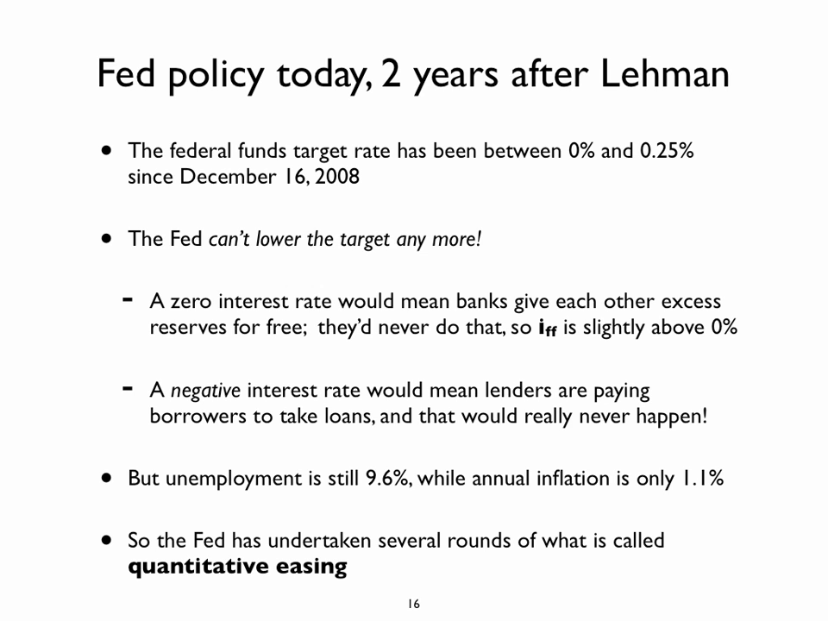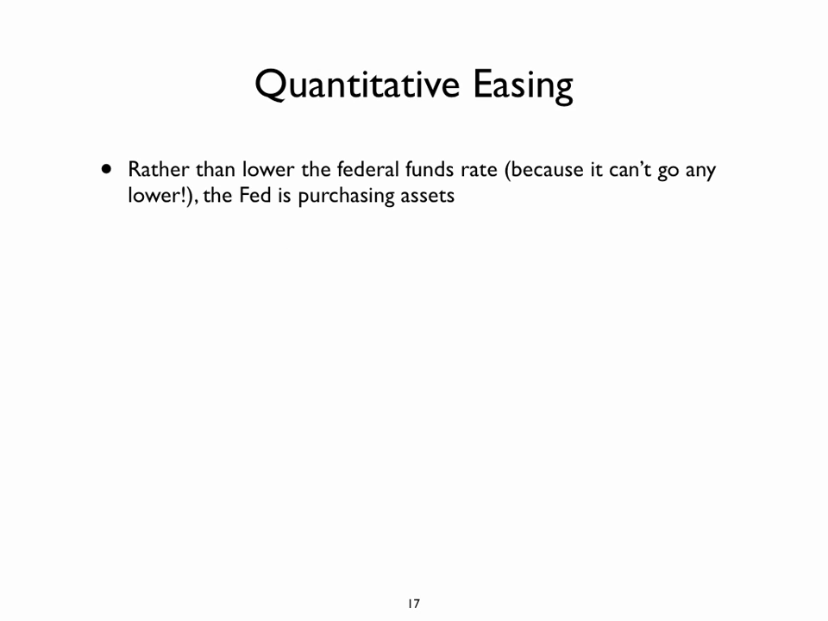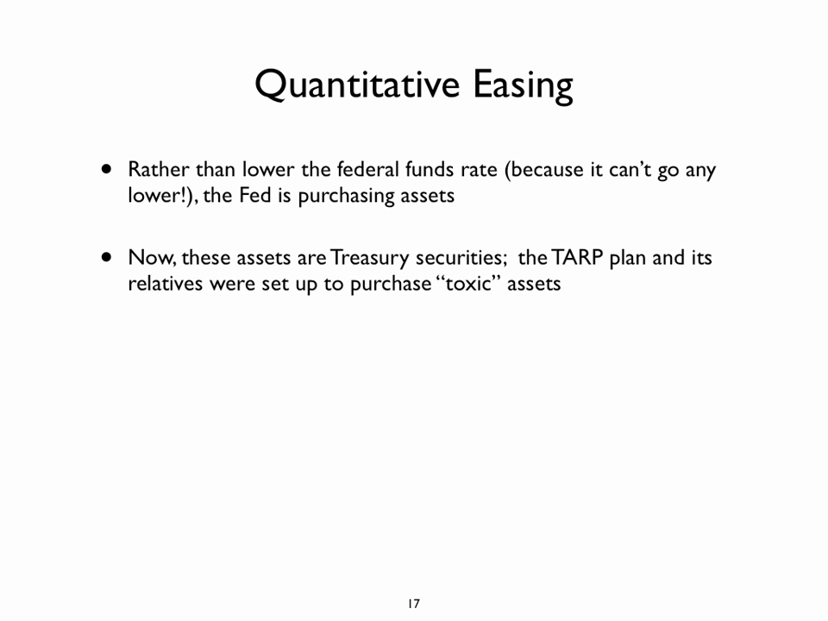So the Fed has undertaken several rounds of what is commonly called quantitative easing. It's a type of monetary policy that is more directly tied into the quantity of credit, or, well, in some sense anyway. They're still aiming for interest rates that are lower. That's really a big part of it still. But it's commonly called quantitative easing. Rather than lower the Fed funds rate, because it can't go any lower, the Fed is purchasing other types of assets. And the current round, what's called in the media QE2 or quantitative easing round 2, are Treasury securities. Earlier versions of this were other types of assets.